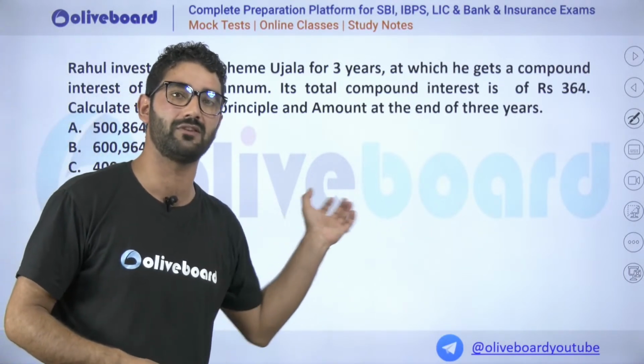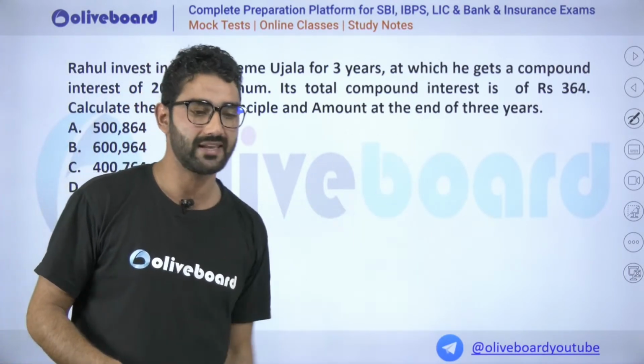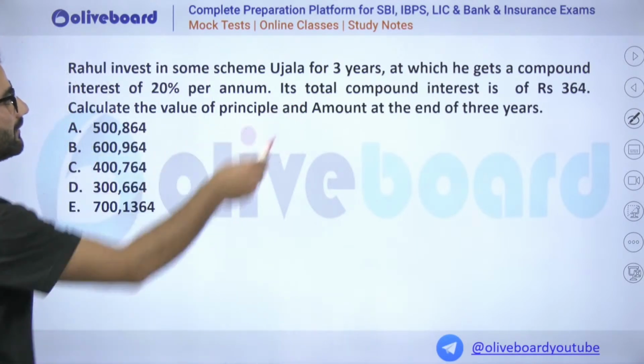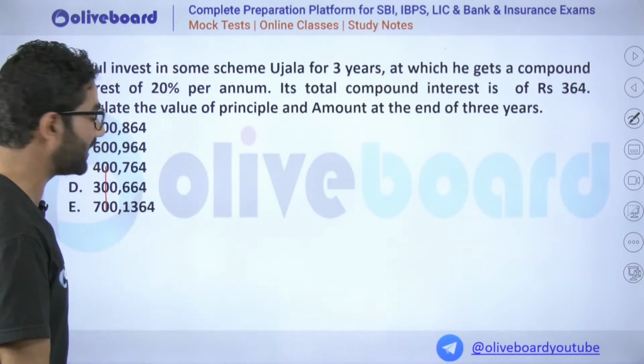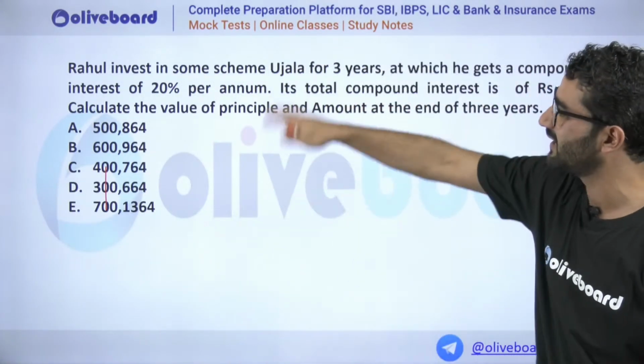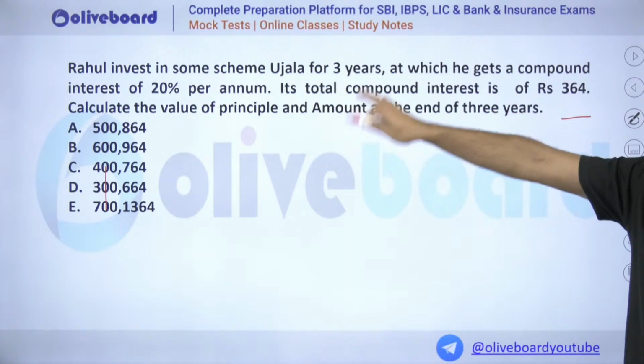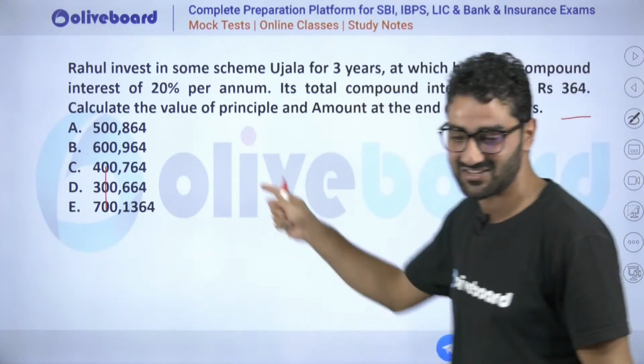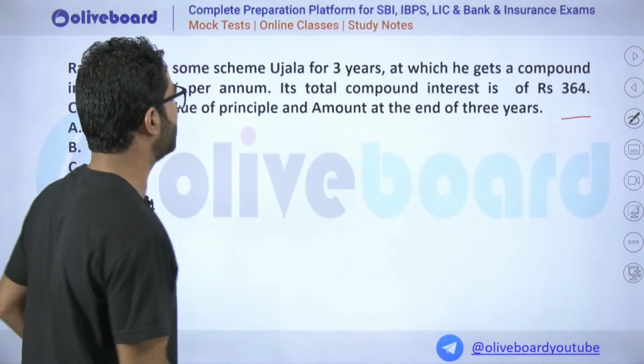If you calculate principal, simple interest will be given. You can calculate easily. Interest is given, so you can find the relation, but it is very important to calculate principal. If you go for the options, there is a relation: if you add 364 to every option, that will become the amount. So we cannot judge from this. Okay, going for the question.